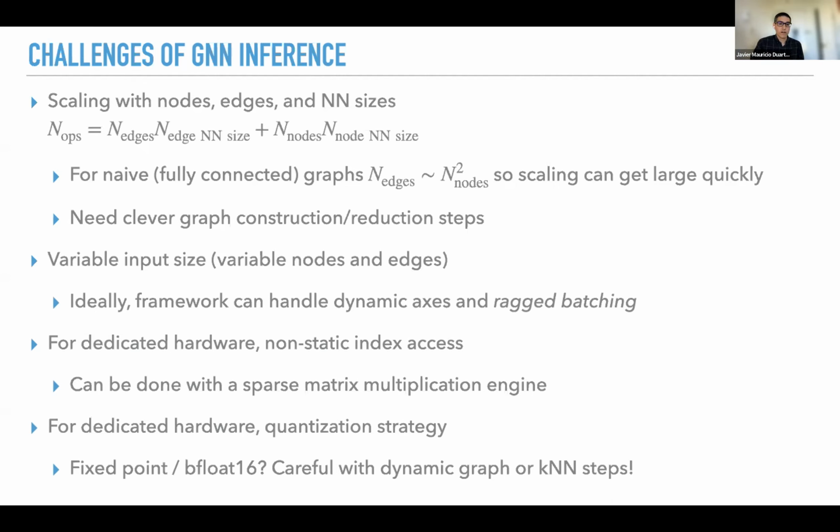And then finally, for dedicated hardware like FPGAs or ASICs, there's thinking about the quantization strategy: whether fixed point, integer quantization, or a reduced floating point like bfloat16. There are also challenges with the dynamic graph or KNN steps, because, as I'll talk about in a little bit, if you get which neighbors are the closest wrong, it'll have cascading effects as you go down to the rest of the inference.